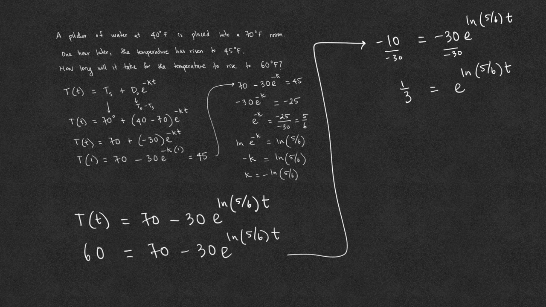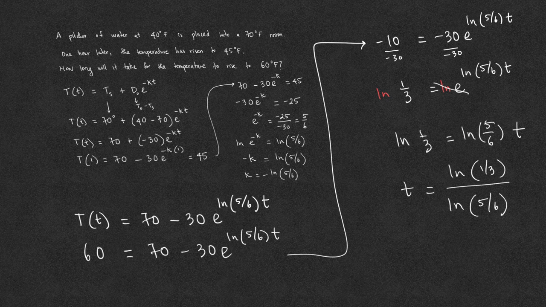To get to t, we need to ln both sides of the equation because of the base e, so we do ln and then ln. This time, the ln of e cancels out, and it gives us ln of 1/3 equals ln of 5 over 6 times t, and so t is ln of 1 over 3 divided by ln of 5 over 6. We put this in a calculator and find out that this is 6.025685, which simply rounds to 6 hours.